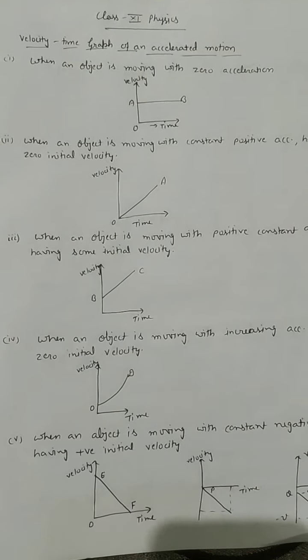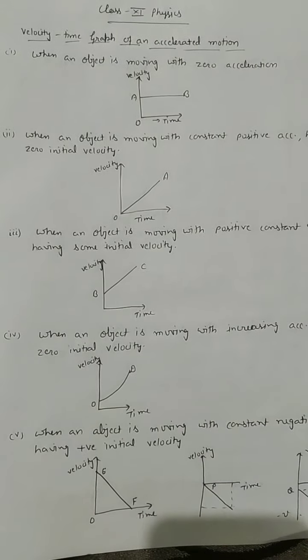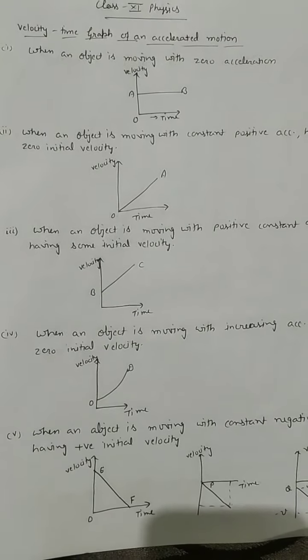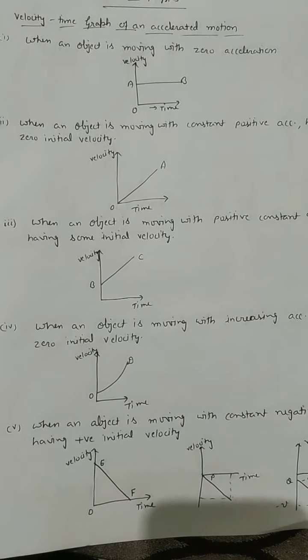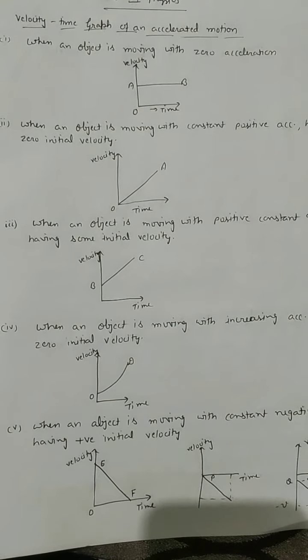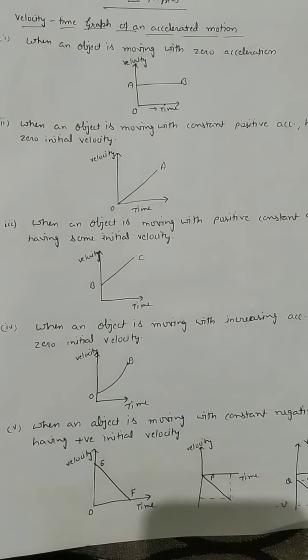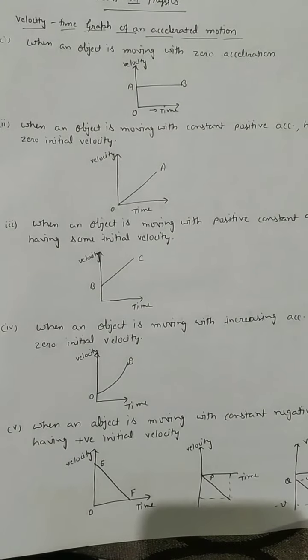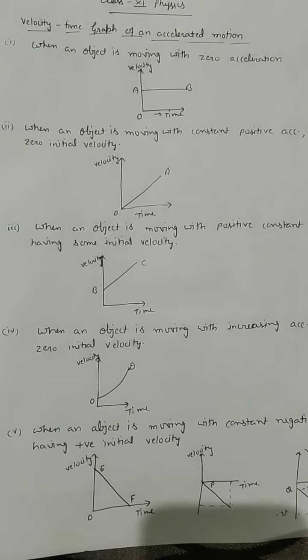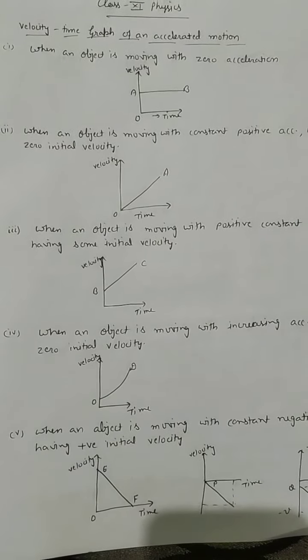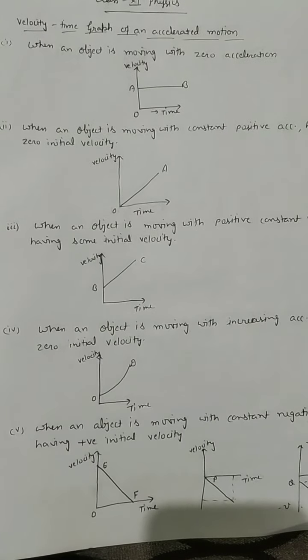Hello everyone. In the previous module, we discussed the three equations of motion, that is v is equal to u plus at, the velocity-time relation; s is equal to ut plus half at square, the position-time relation; and v square minus u square is equal to 2as, the position-velocity relation. We discussed these three equations of motion by the algebraic method.